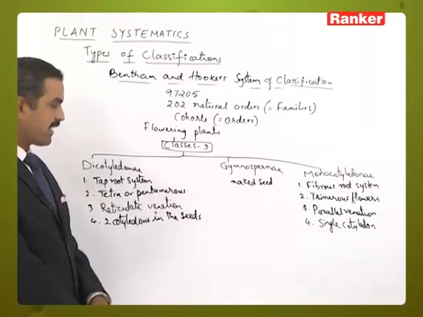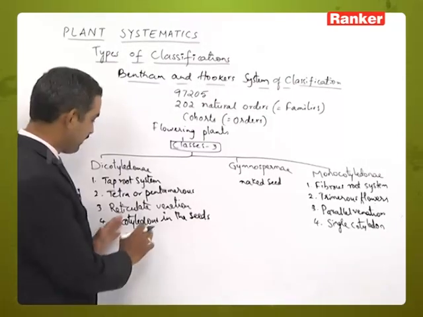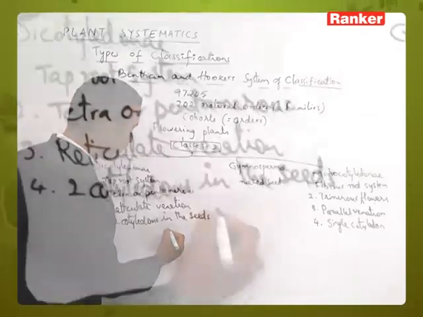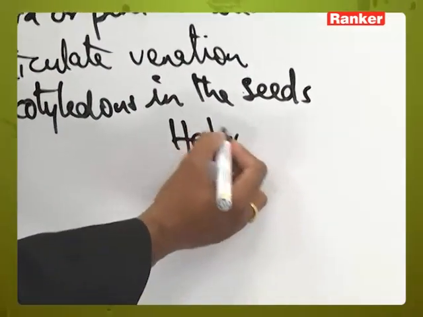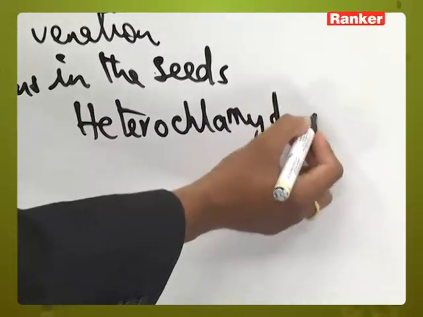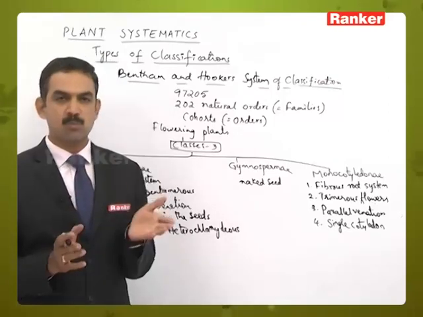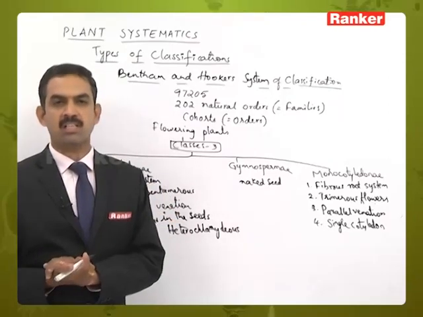And one more difference can also be identified here between monocots and dicots. That is, the dicots contain heterochlamydious condition. Heterochlamydious means the perianth is differentiated into calyx and corolla, where the calyx is small and green, corolla is large and multicolored.